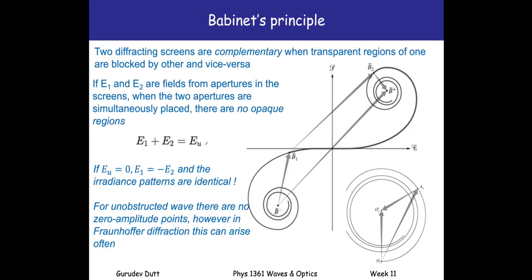Which brings us to Babinet's principle. Babinet's principle states that 2 diffracting screens are complementary when transparent regions of one are blocked by the other and vice versa. I mean, that's just the definition of complementary diffracting screens. So if E1 and E2 are fields from the apertures in the screens, when the 2 apertures are simultaneously placed on top of each other, because the transparent region of one is blocked by the other, then there are no opaque regions, right?